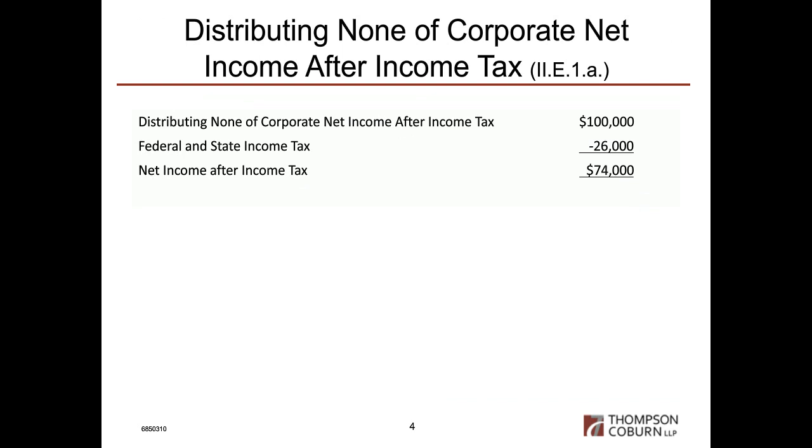So on slide 4, we're going to assume that the corporation distributes none of its corporate income after income taxes. And we already did that calculation in the prior slides. There's a 26% effective tax rate.